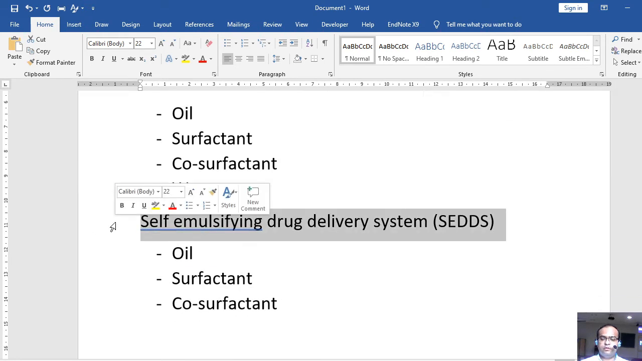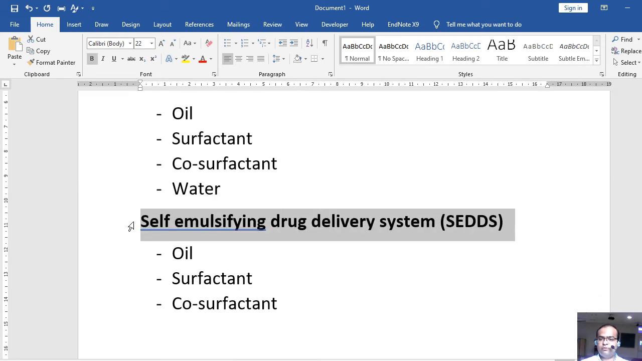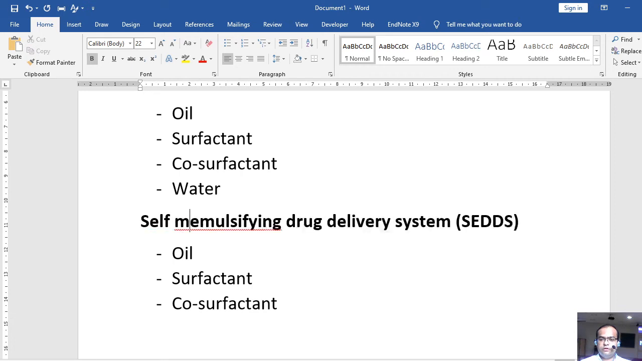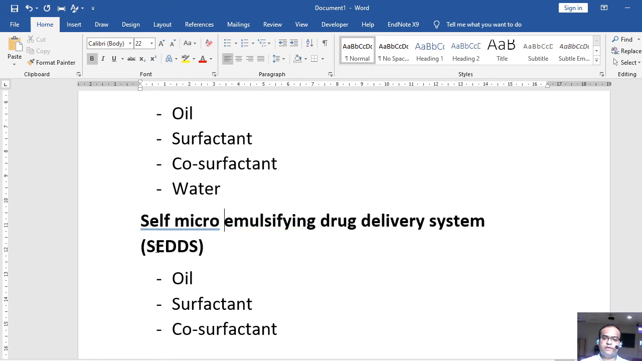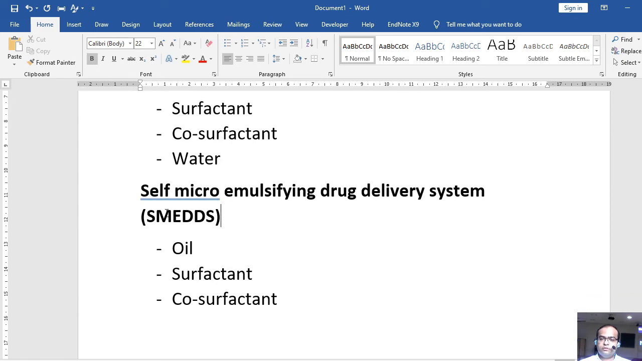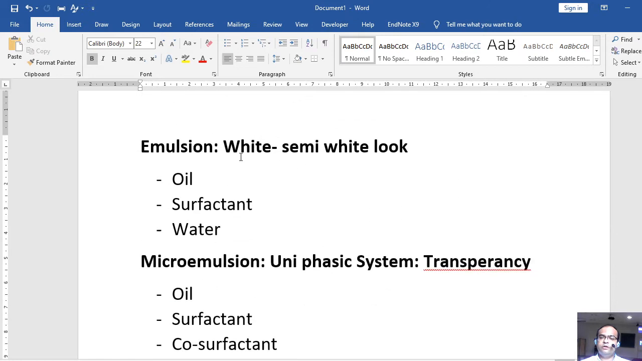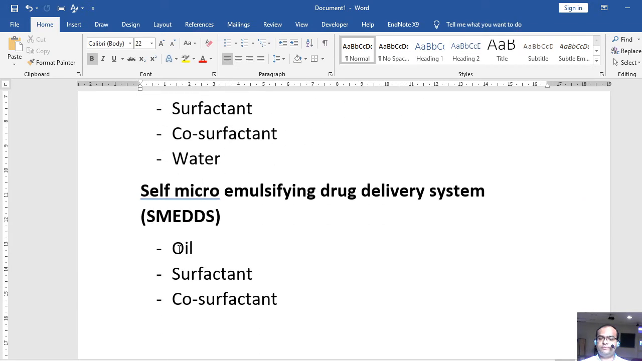And if we talk about the self micro emulsifying or self emulsifying system, again, if it is a micro, then the system will be transparent, and if it is just a self emulsification system, then again it will be a whitish, cloudy, or milky colored final preparation.